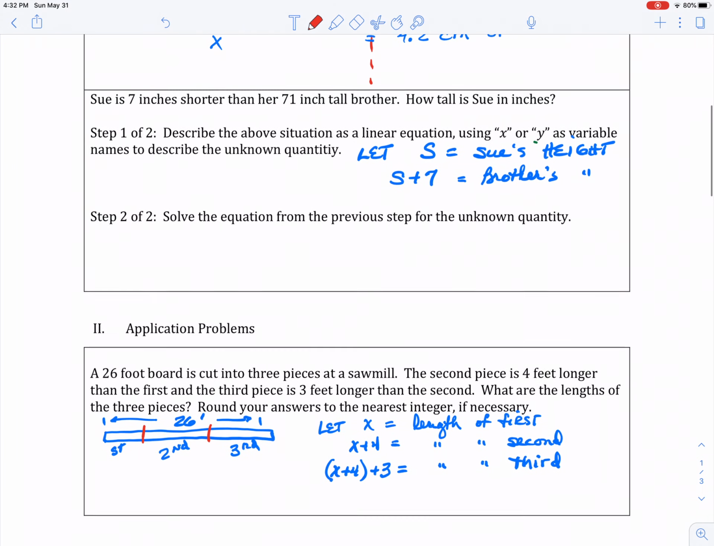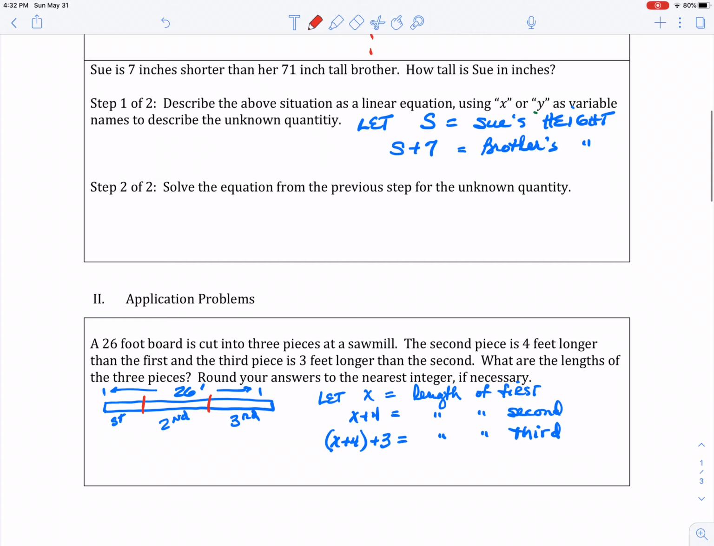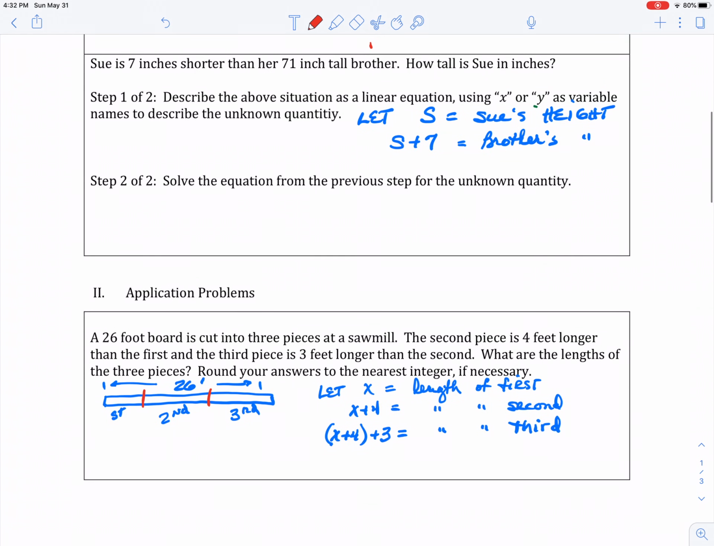Sue is 7 inches shorter than her 71-inch tall brother. How tall is Sue in inches? So remember I said sometimes it's a good idea to go to the end and see what the question is, and that will tell you some information about assigning the variable. So I've decided to let the variable S stand for Sue's height, and she is 7 inches shorter than her brother. So if she is S height, then her brother is taller.